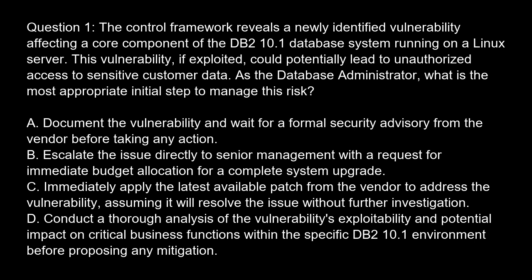Option A. Document the vulnerability and wait for a formal security advisory from the vendor before taking any action. Option B. Escalate the issue directly to senior management with a request for immediate budget allocation for a complete system upgrade. Option C. Immediately apply the latest available patch from the vendor to address the vulnerability, assuming it will resolve the issue without further investigation. Option D. Conduct a thorough analysis of the vulnerability, exploitability, and potential impact on critical business functions within the specific DB2 environment before proposing any mitigation.